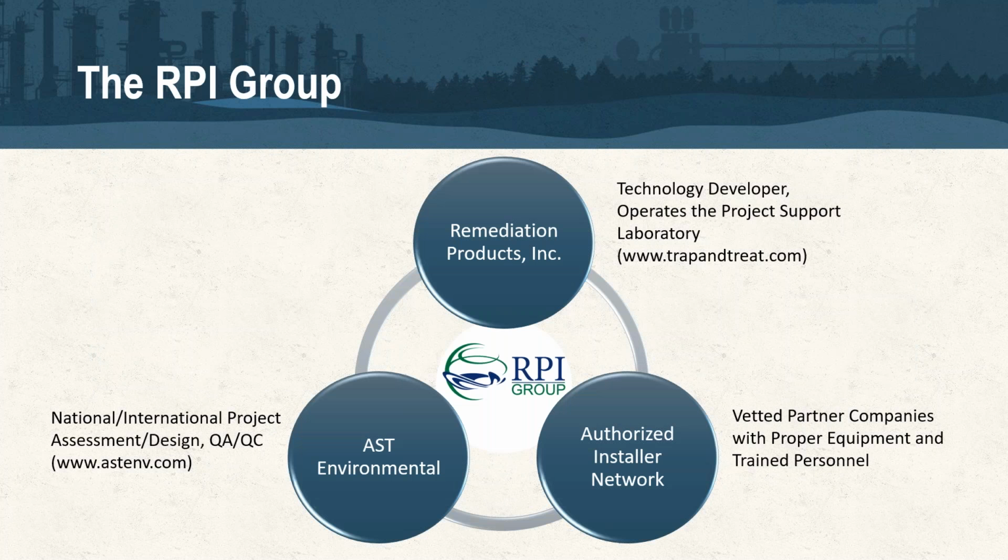So I always like to begin these presentations by describing the RPI group in a little bit of detail. RPI, founders of the group, Remediation Products, Inc., based out of Denver, Colorado, is the company that developed these technologies. They also operate what we call our project support laboratory, which I'll be referencing later in the presentation. AST Environmental, the company that I work for, is tasked with national and international project assessment and design. We're also an installer of the products, and we're also in charge of field quality control. And there's our website there if you're interested to learn a little bit more about AST.